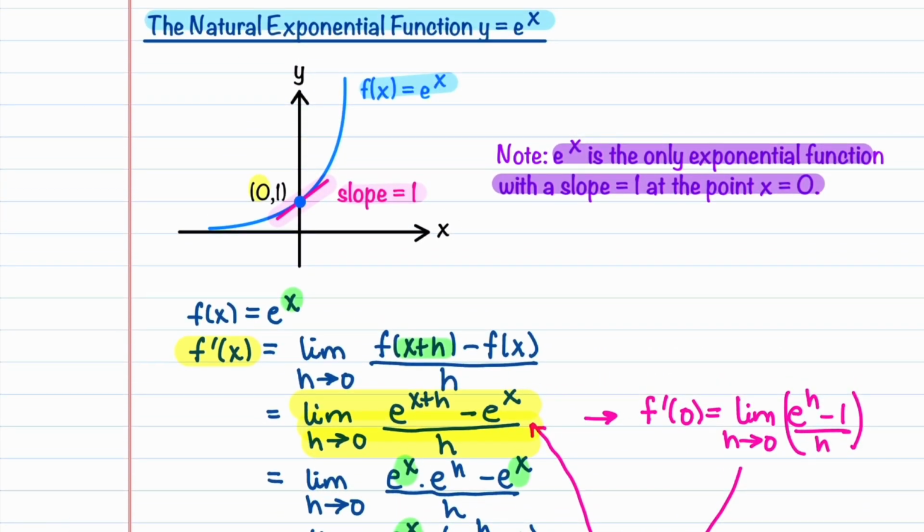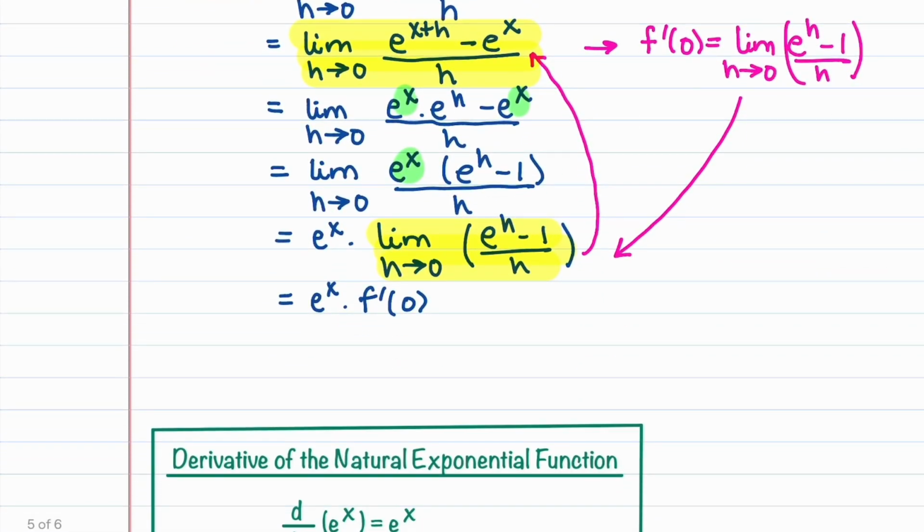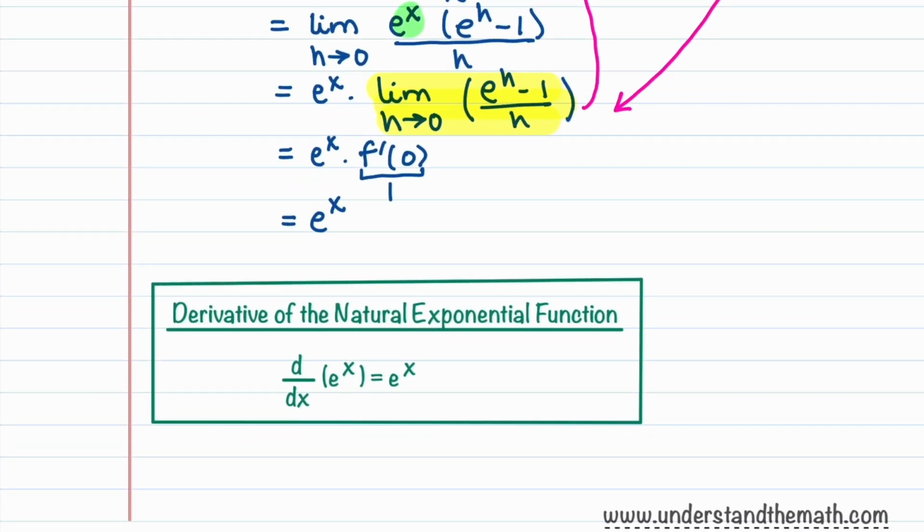The derivative of our function at 0 is the slope at 0, and that's equal to 1. So going back down again, we can say that f prime of 0 is 1, so our derivative is just e to the x. I think anyone that studies calculus needs to see that derivation. We can now say that the derivative of the natural exponential function e to the x is just e to the x.